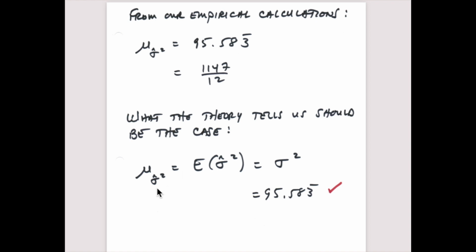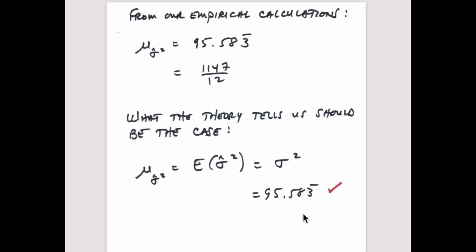Well, the theory tells us that the mean of the sampling distribution of sigma hat squared, in other words the expected value of sigma hat squared, should be equal to sigma squared itself, right? Because that's the whole point. We constructed this to be an unbiased estimator for sigma squared. And what that means is that the mean of its sampling distribution should be equal to sigma squared.